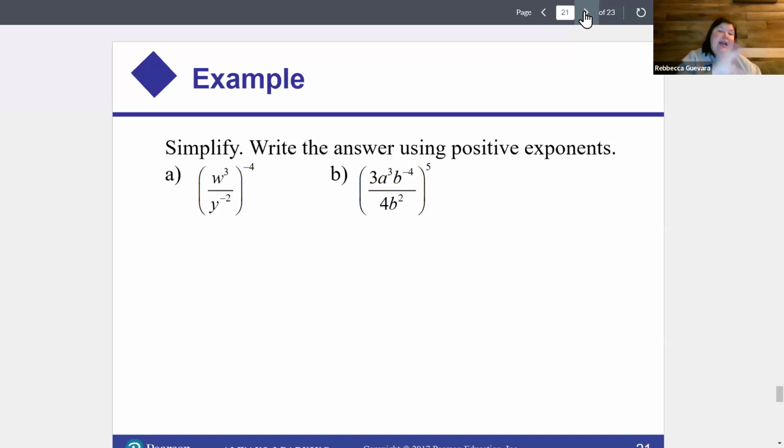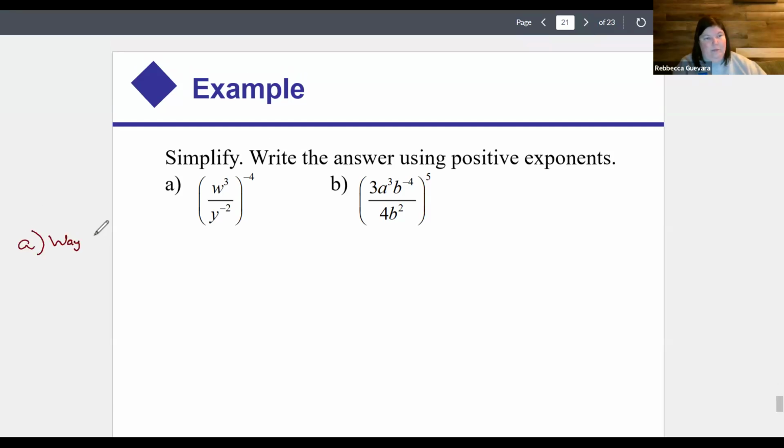Okay, so we've got a and b, and I'm going to do this 2 ways. Way 1. What I'm going to do is just take w to the power of 3, y to the negative 2, and this is all raised to the power of negative 4.